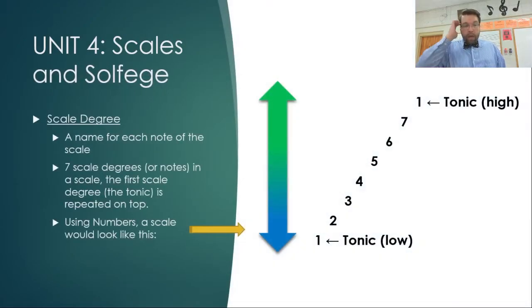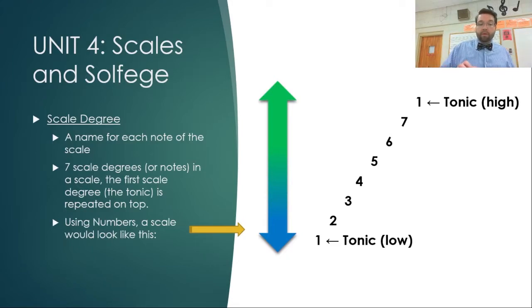Okay? Now, scale degrees. It's a name for each note of the scale. That's what a scale degree is. There are 7 scale degrees with the tonic, number 1, being repeated on the top. So that's the note name we see. So if we start on A, that would be our tonic. That would be number 1 according to this chart here. Okay? So low A is low 1, low tonic. High number 1 would be high A if we were to say the scale or the key of A.